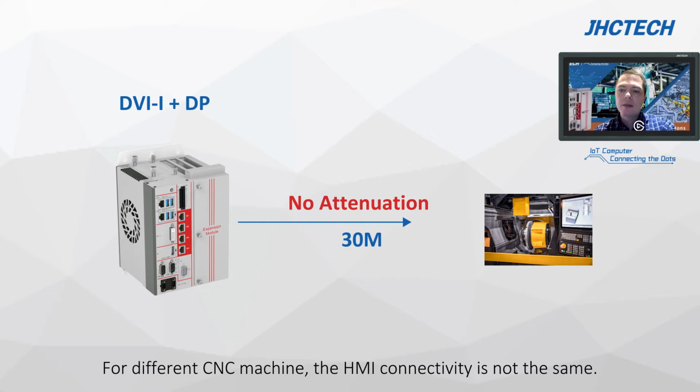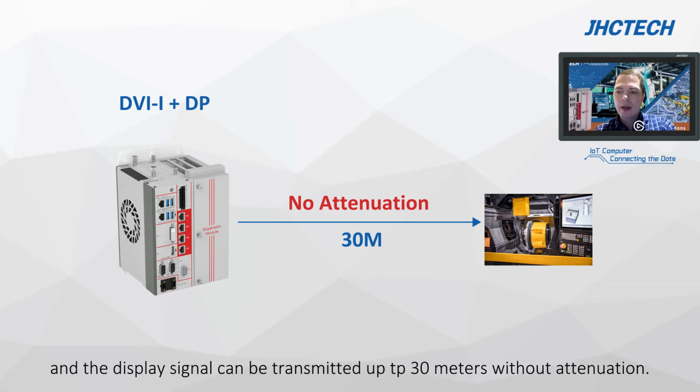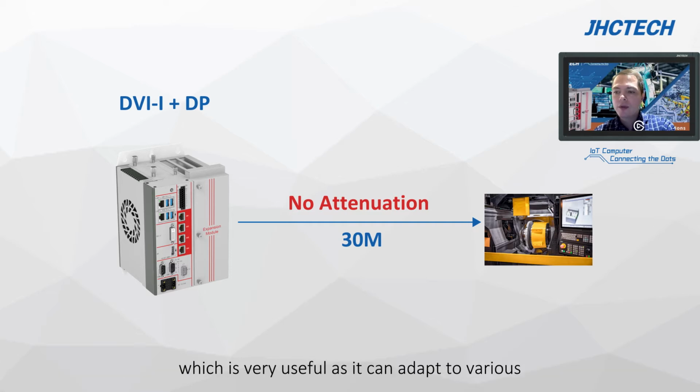For various CNC machines, the HMI connectivity is not the same. KGEC-6301 is equipped with DVI-I plus DP display interface, and the display signal can be transmitted up to 30 meters without attenuation, which is very useful as it can adapt to various requirements of different CNC products.